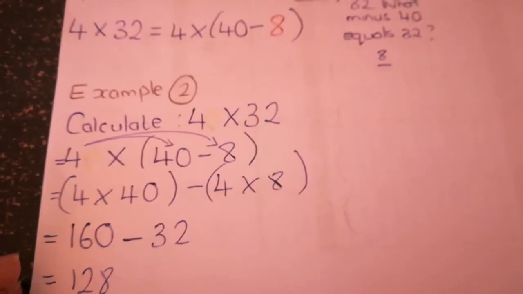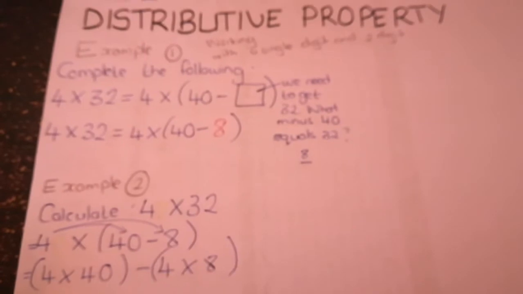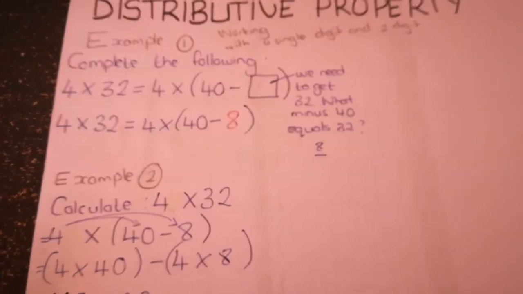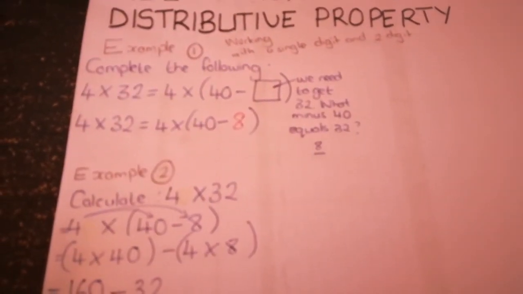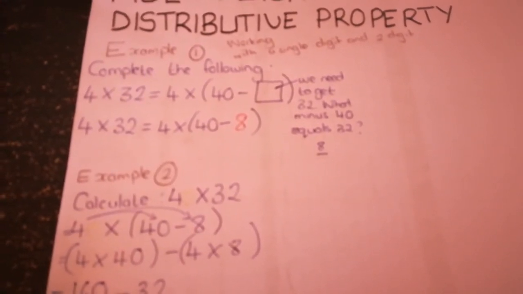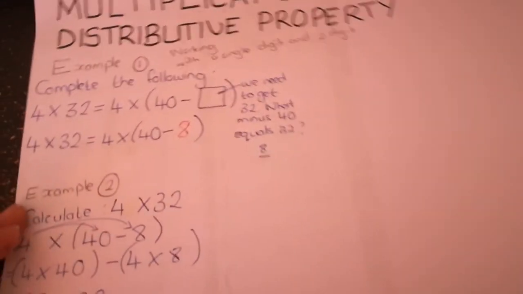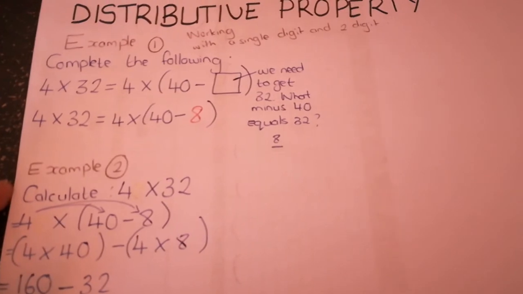Right, so this is the first section where we are working with a single digit times a two-digit number. In the next section, we will be working with a two-digit and a two-digit number. Okay, that'll be posted shortly.